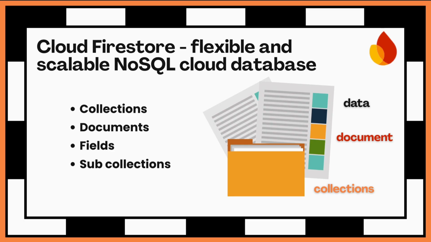The next one is documents. These are individual records within a collection. Each document is a set of key value pairs. The values can be strings, numbers, booleans, arrays, objects, and even other nested collections, though generally it's better to keep nesting shallow. Each document also has a unique ID.